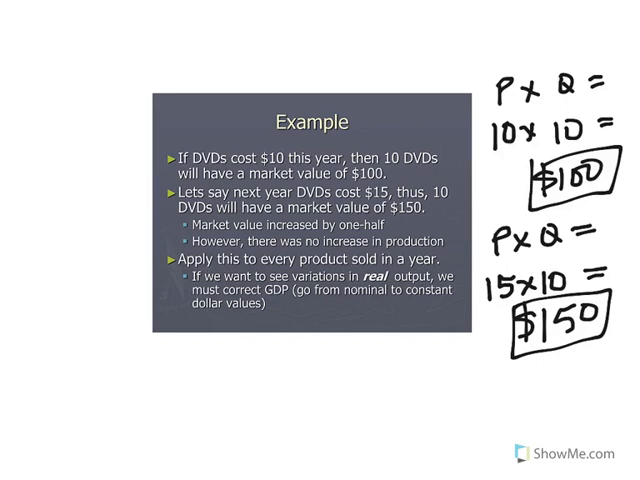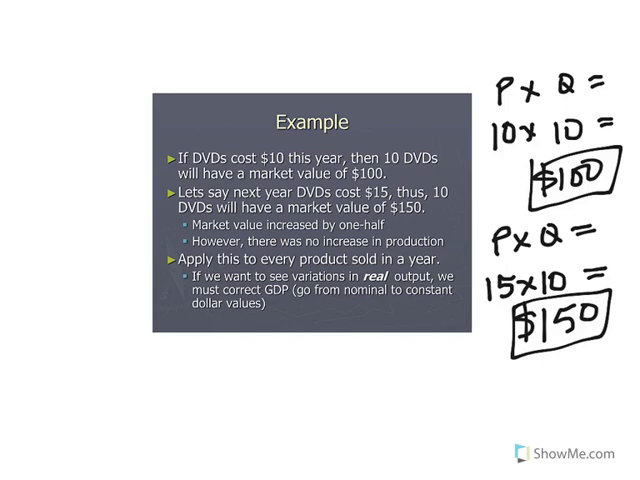It makes it look like we produced 50% more than we did in the previous year, because we haven't adjusted for inflation. In other words, did we actually produce 50% more? Absolutely not. We still produced the same number of DVDs. We only produced 10 DVDs. The only thing that changed was the price level. There was inflation and the price level increased.